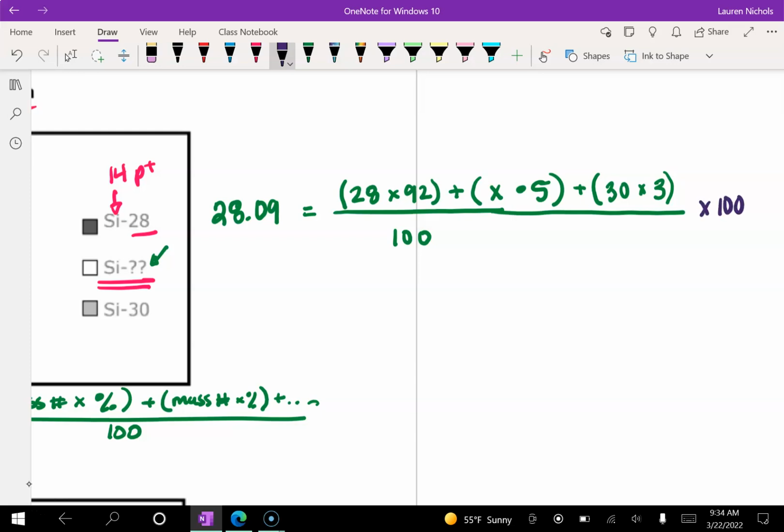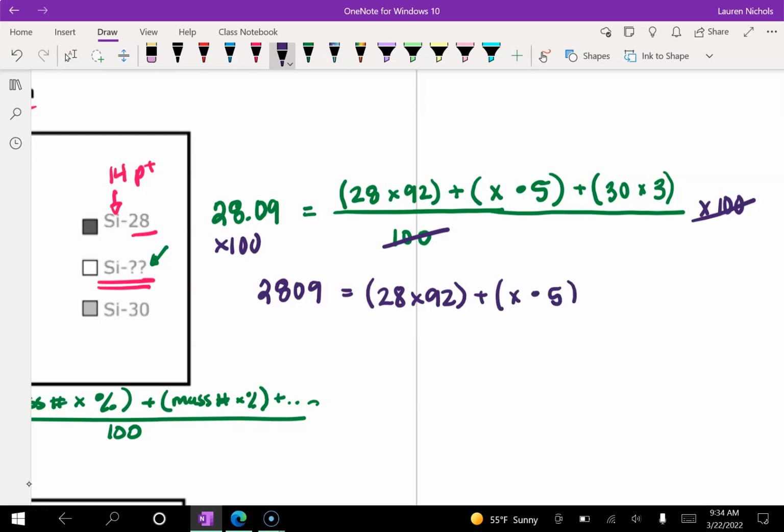So that means we're going to multiply by 100 on both sides to get rid of the 100 in the denominator. So 28.09 times 100 will give us 2,809, and it's still equal to our initial numerator, plus 30 times 3.